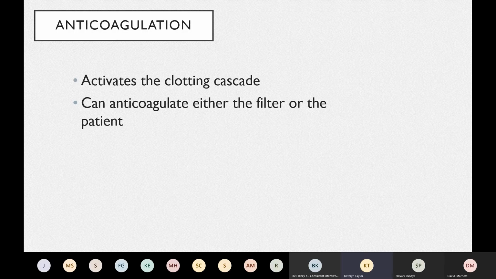And then if you choose to systemically anticoagulate, you have the risk of increased bleeding and the risks of using unfractionated heparin that go along with that. Unfractionated heparin is the most commonly used anticoagulant in the UK, but some places use citrate, because that's quite easy. They can put that in and then you just add calcium ions afterwards, and the citrate chelates the calcium ions to prevent coagulation.